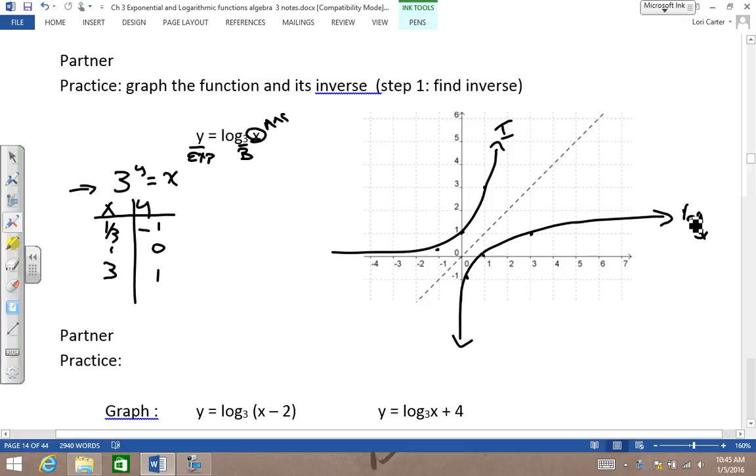So this is your log. This is log base 3 of x. Everybody good? Now, do I have to do any work to do the inverse?